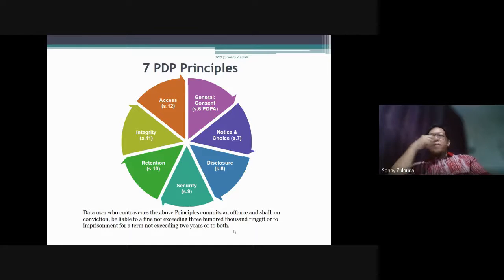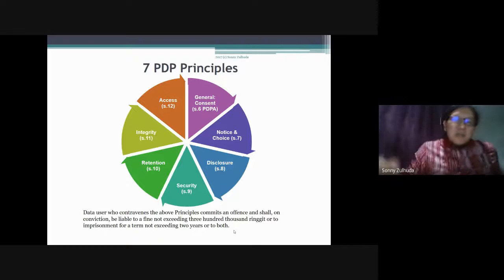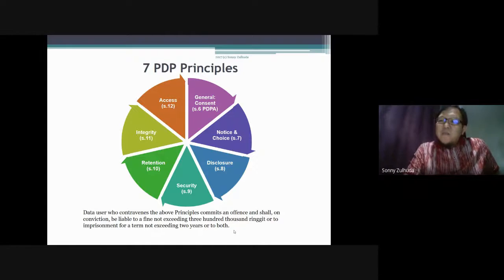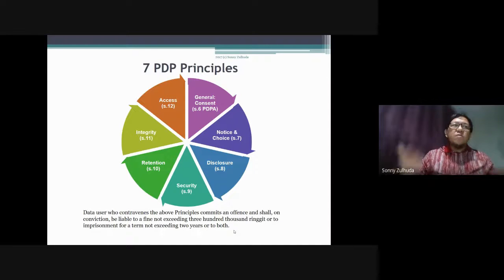The third principle is disclosure, meaning it must be very clear that when you collect data, you must make sure that the data is not disclosed to a third party without prior consent. For example, UIA collects students' data. Is there any situation where UIA will be sharing the data with a third party? If the answer is yes, then it is better that it is informed to the person, to the data subject. So that is the principle of disclosure. It is not being disclosed to anyone without consent.